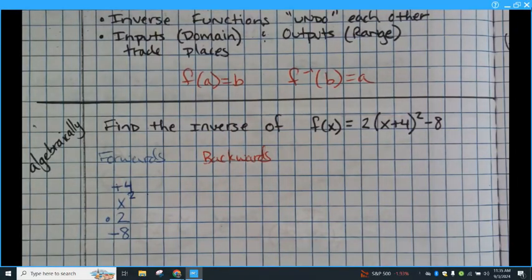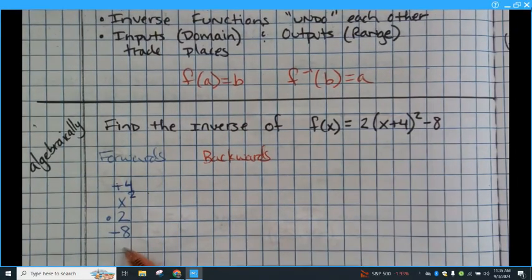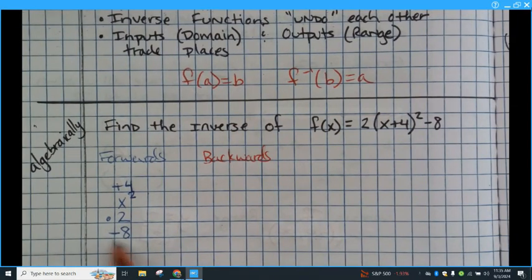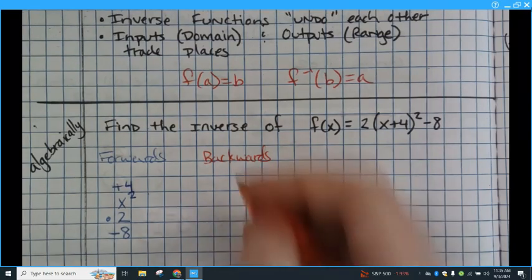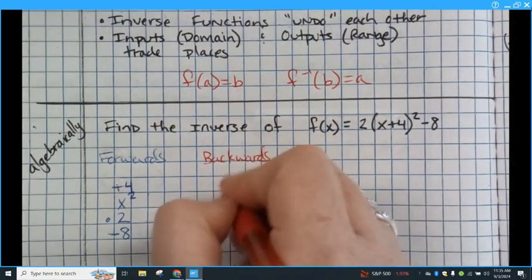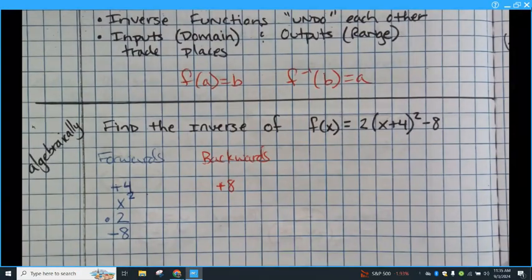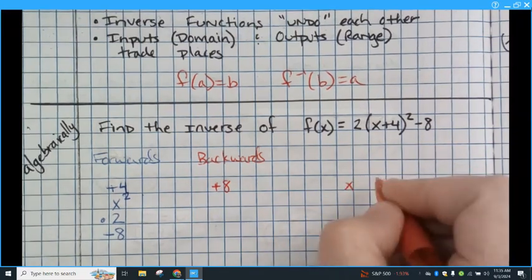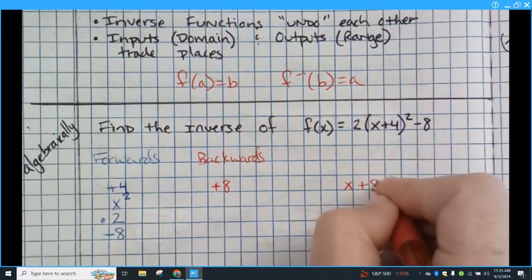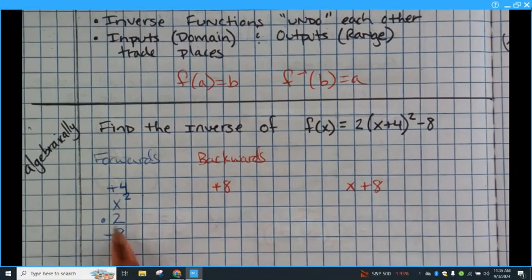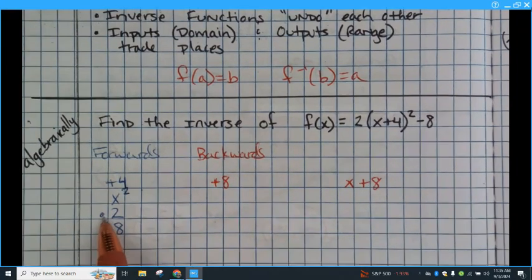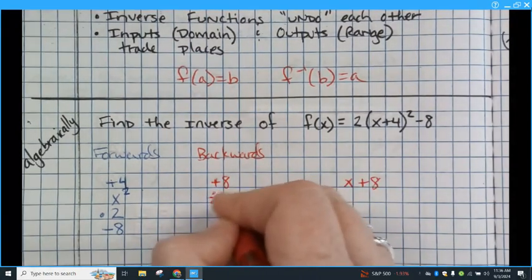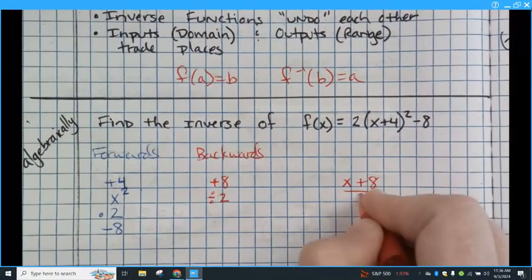So backwards, the last thing you do is the first thing you're going to do. But we're going to undo it. So the last thing we did was subtract 8. So the first thing we're going to do is to add 8. So I could actually build this as I do it. So I'm going to take x and I'm going to add 8. And then the next thing was multiply by 2. So backwards, we're going to divide by 2. So divide that by 2.